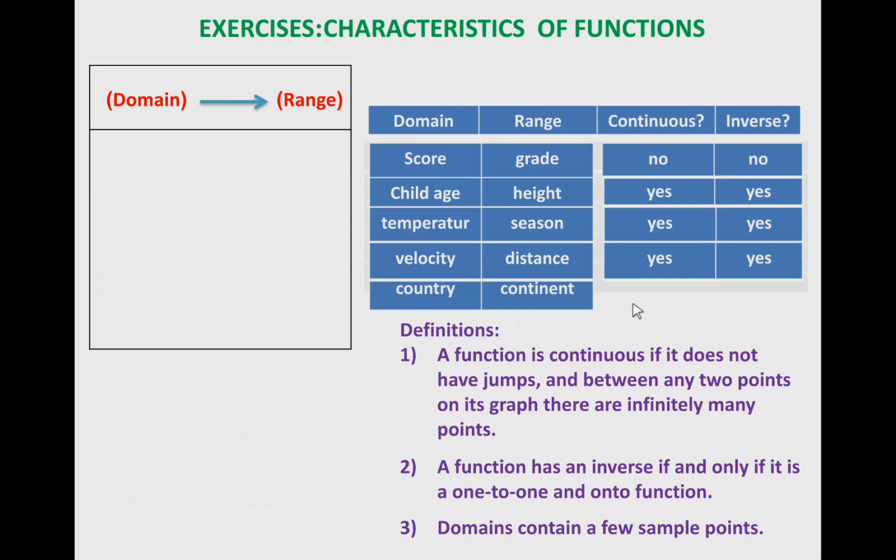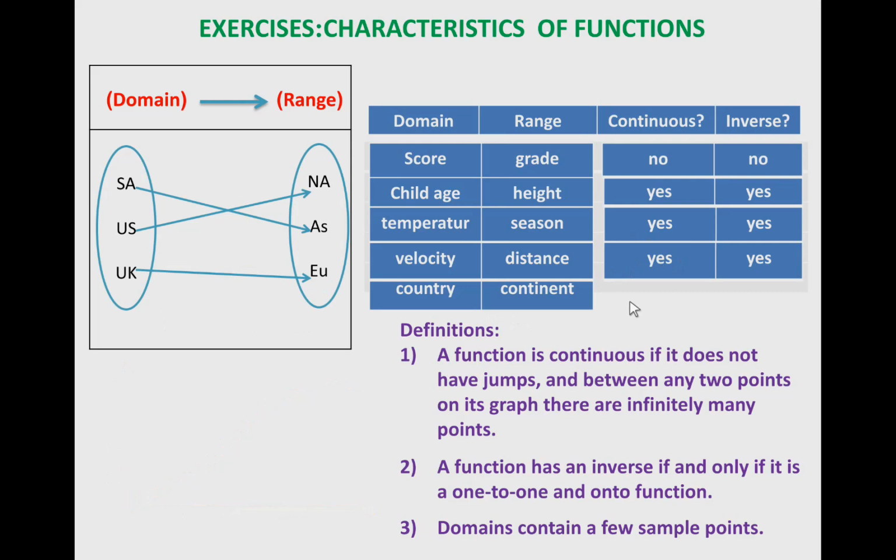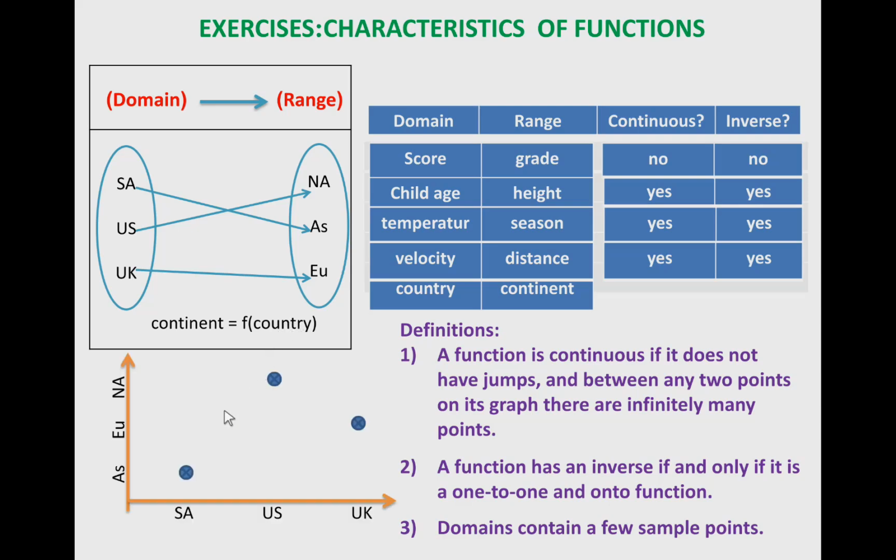This function relates a country to its continent. If we look closely, we have Saudi Arabia, and it says it's in Asia. United States, it says North America. United Kingdom, it says it's in Europe. So this is a function that will give me the continent, the dependent variable, equal to a function of the country. Let's plot the function to answer the questions. We can see that the plotting is just discrete points. So this is not a function that is continuous. So the answer to continuous is no.